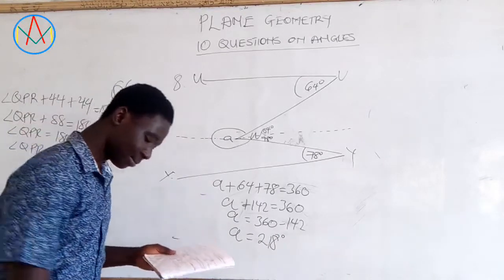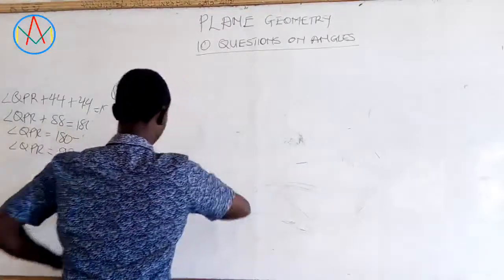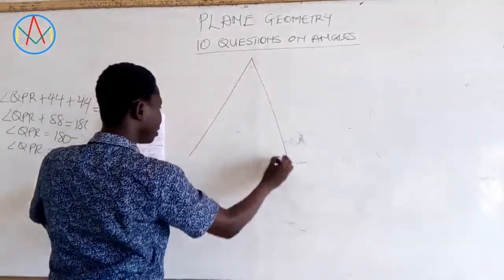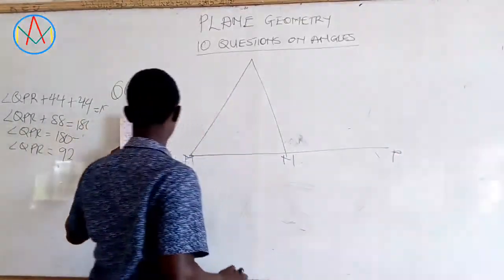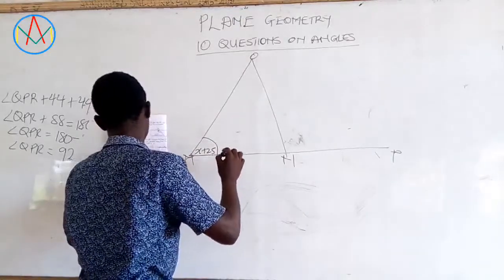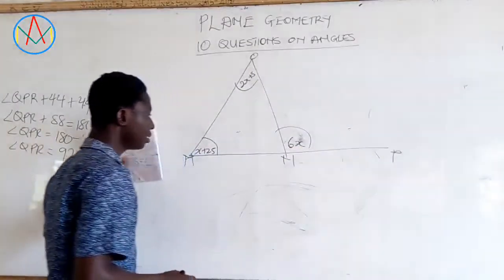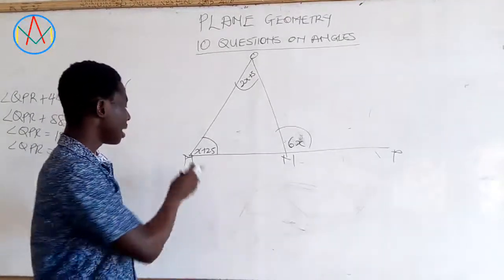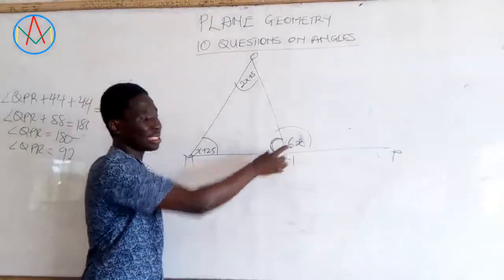Let's move on to number 9. Question number 9, we're given this triangle MNP, and this is O. You're having S plus 25, 2S plus 5, and this side is 6X. The question reads, find the size of the angle MNO in the diagram. So we have to find this side, but before that, we have to know the value for X.